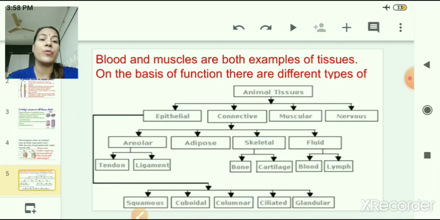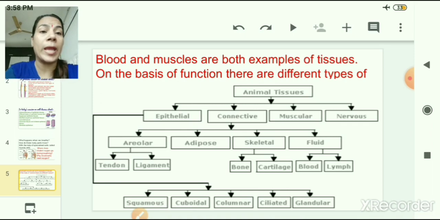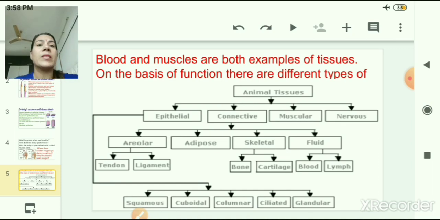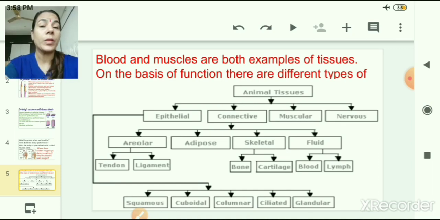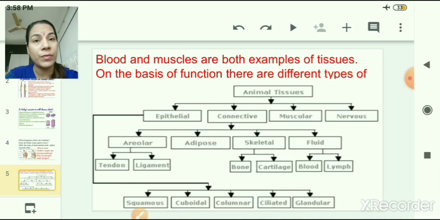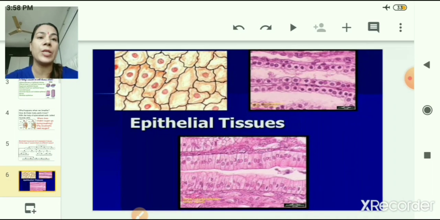Epithelial tissues can be divided further into squamous, cuboidal, columnar, ciliated and glandular tissues. Similarly, connective tissue can also be divided into areolar, adipose, skeletal and fluid types of tissues, in which the skeletal tissues can be divided into bone and cartilage, and fluid can be divided into blood and lymph. Similarly, you will see so many types of further gradations in these tissues. We will discuss all other types of tissues later on. In today's session, we will specifically focus on epithelial tissues. So let us begin with epithelial tissues.